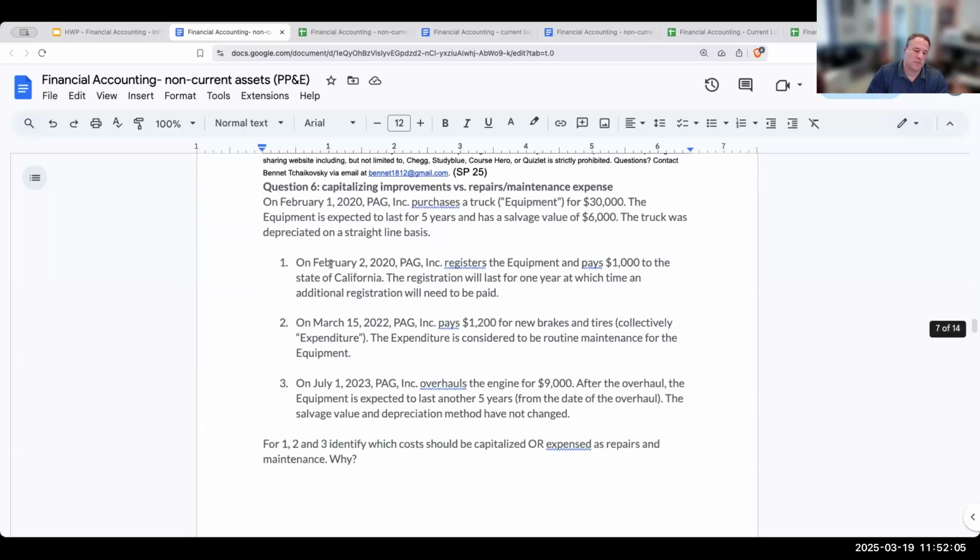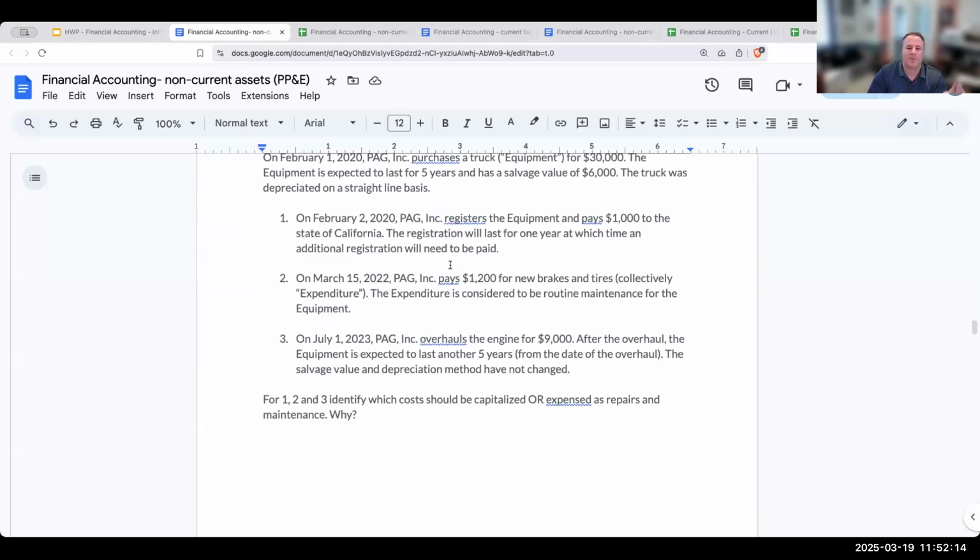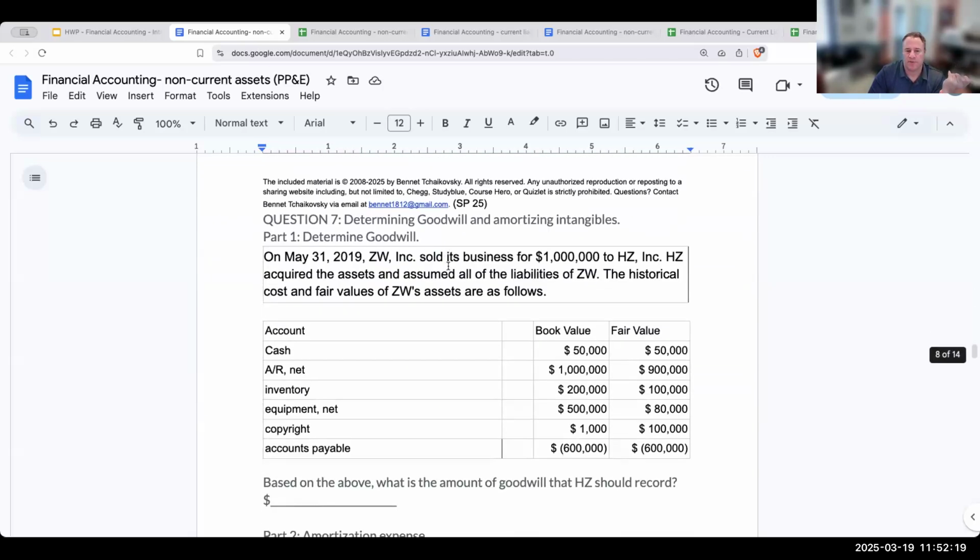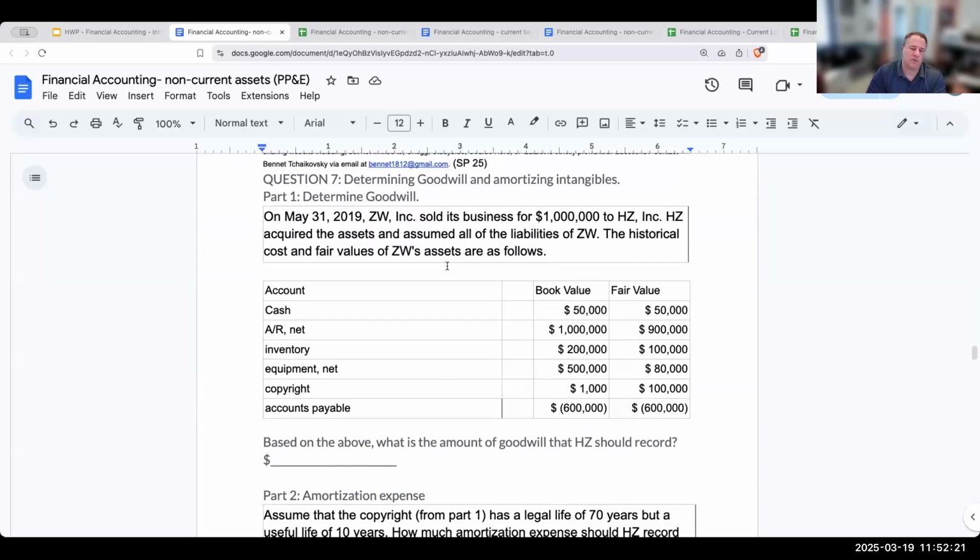Over here we're also looking at capitalizing improvements versus repairs and maintenance expense. At what point do we just expense items, versus when do we need to capitalize the cost, meaning it's a betterment that will make the asset last a longer period of time? Then we're going to look at what exactly goodwill is: when we acquire a business, we're often acquiring it for more than the fair value of the assets.